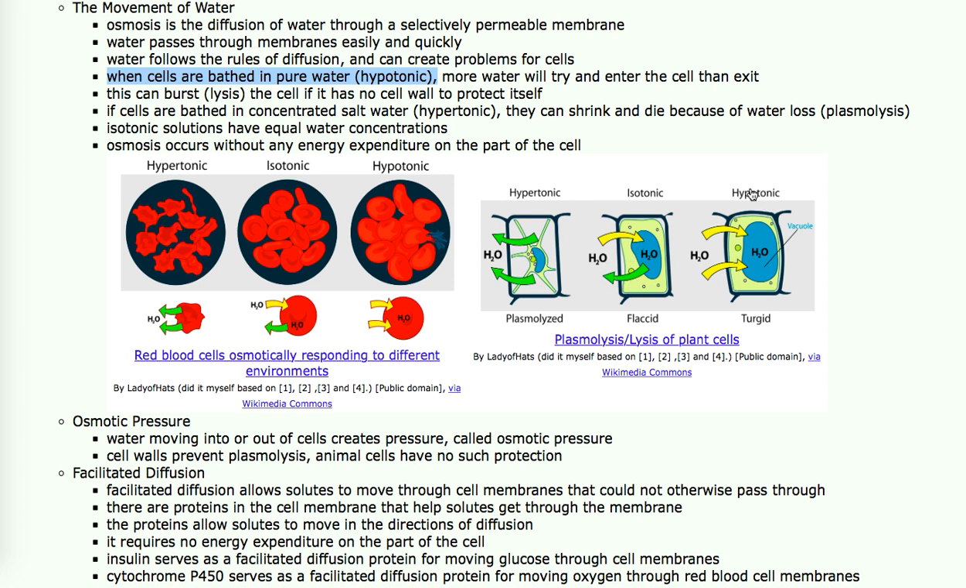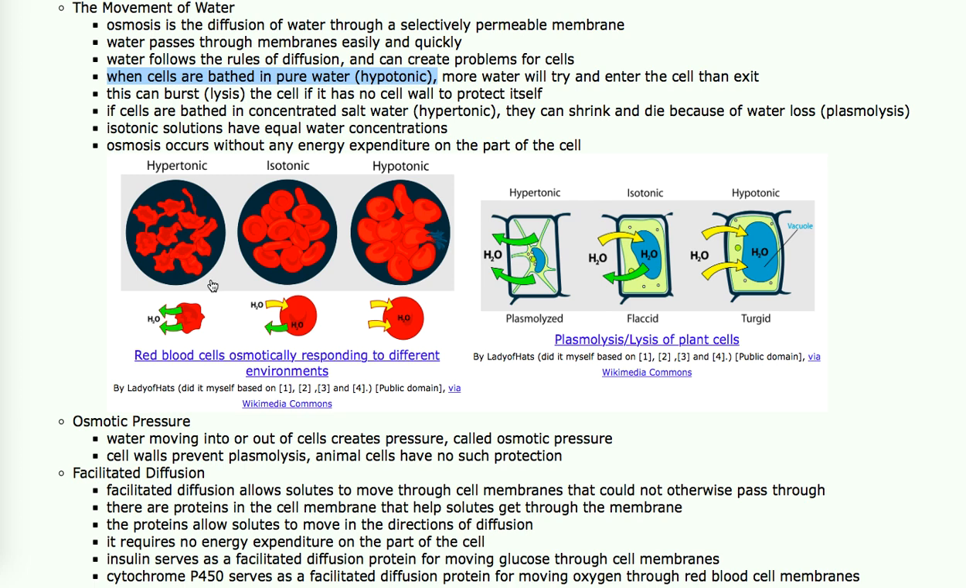If you put a plant cell in a hypotonic water solution, more water will enter than exit because there's absolutely no salt outside the cell, but there always is a little bit of salt inside the cell, and as a result, the cell will swell. If you put the plant cell in a salty hypertonic solution, the cell shrinks because more water exits than enters.